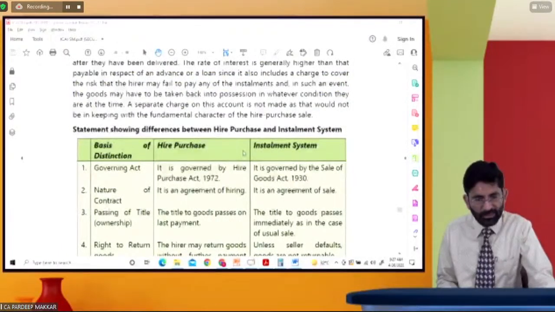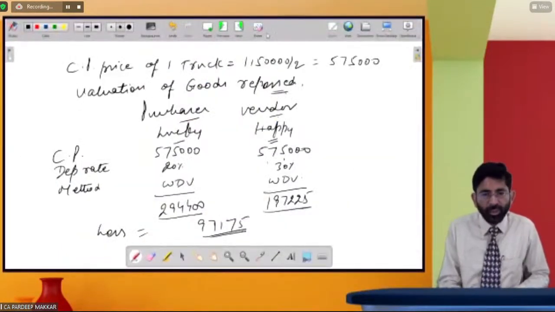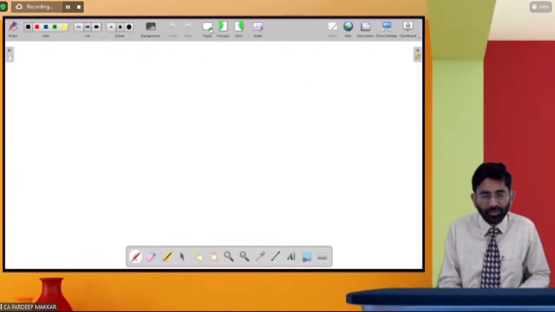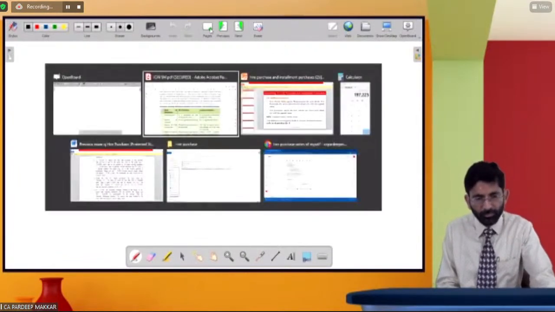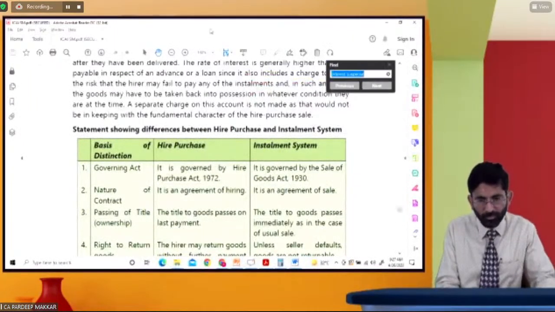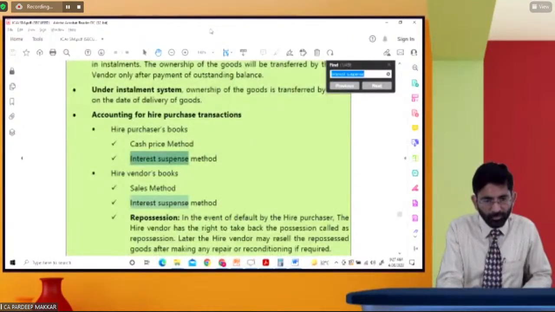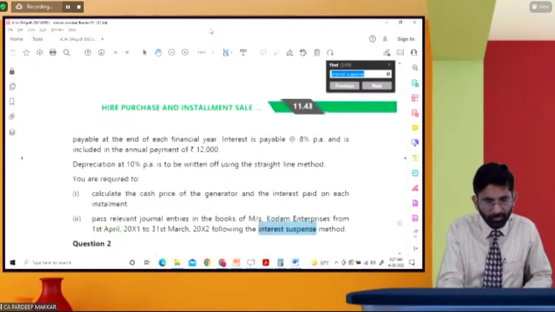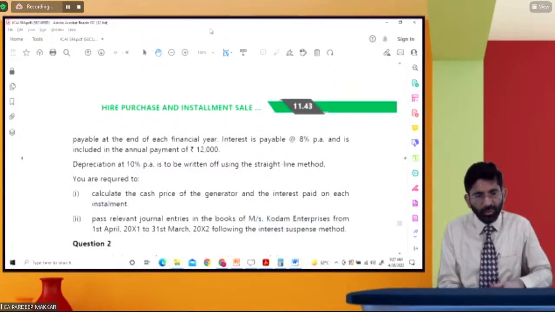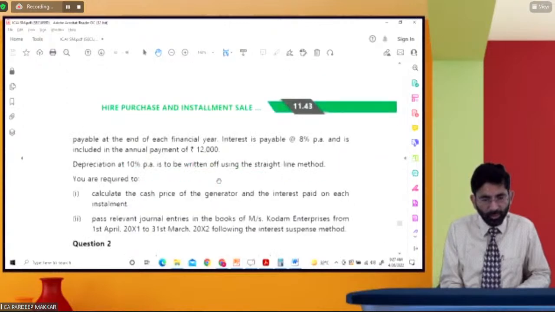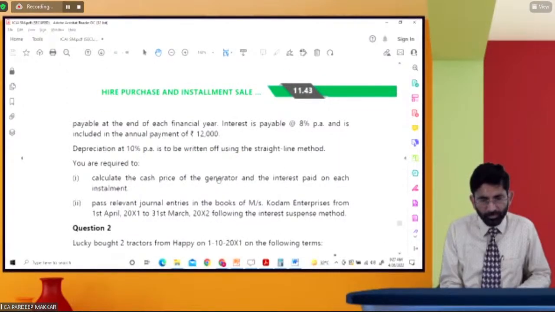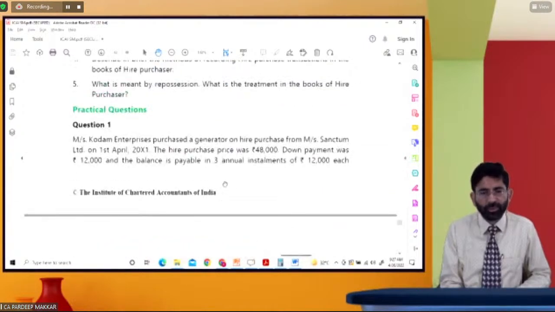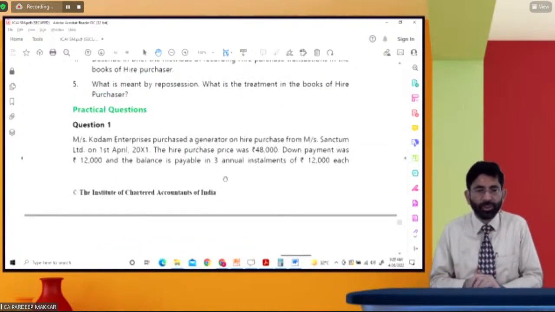So let's understand it with the help of an entry. There's a minor difference in entries. Question number 1 is given. This question number 1 is with interest suspense method. So don't worry. I would like to let you understand question number 1. In this question, you first of all have to read the question.